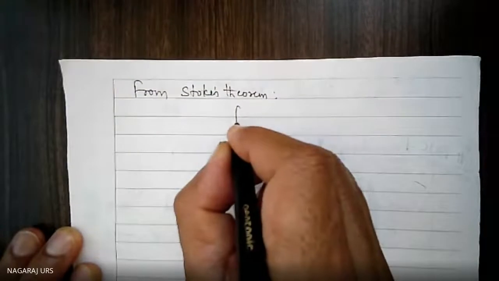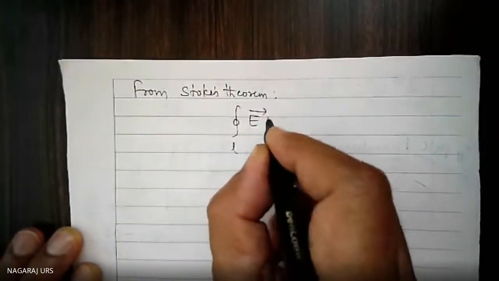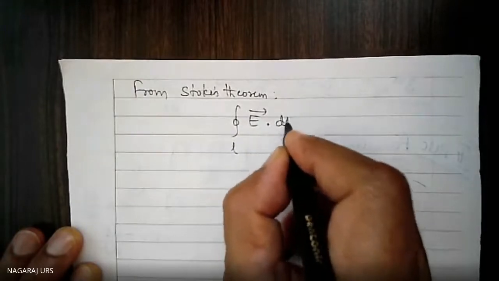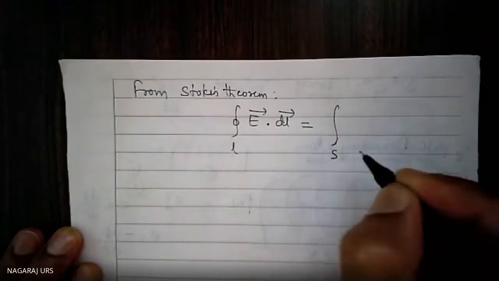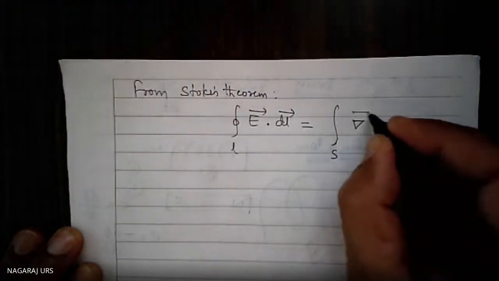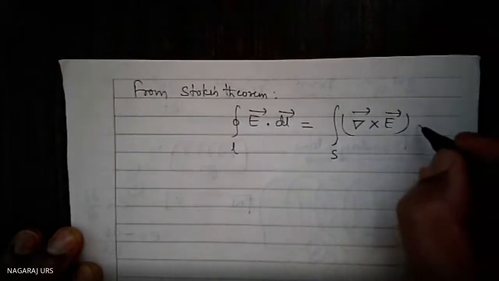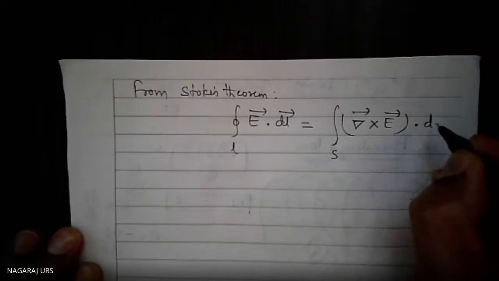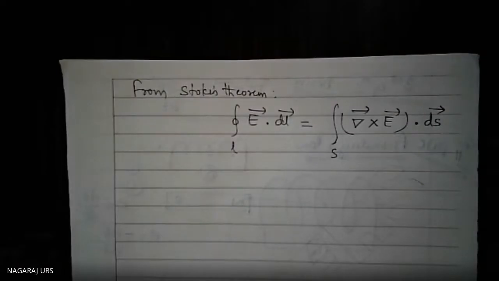From Stokes theorem, what it says: the integration over a closed path of E dot dl is equal to the surface integral of del cross E dot ds. Okay, this is Stokes theorem.